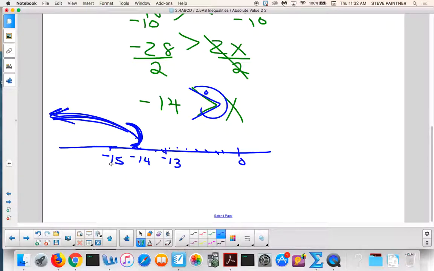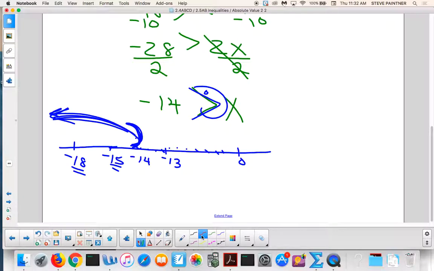Negative 15. How about negative 18? Yeah, that works. Any of the numbers to the left of negative 14 will work. Will negative 14 work? No. Parentheses means the number doesn't work. Okay? All right.